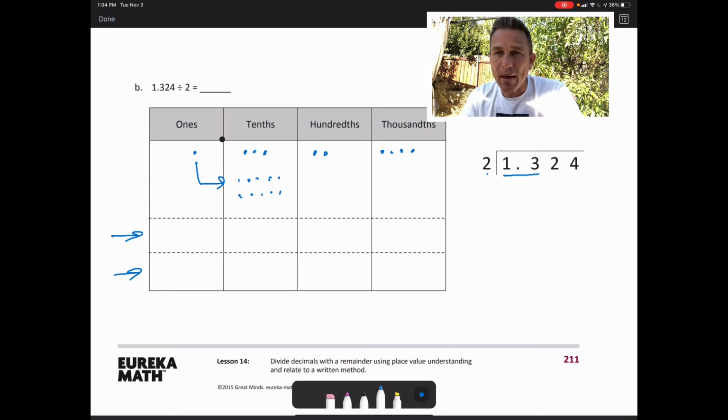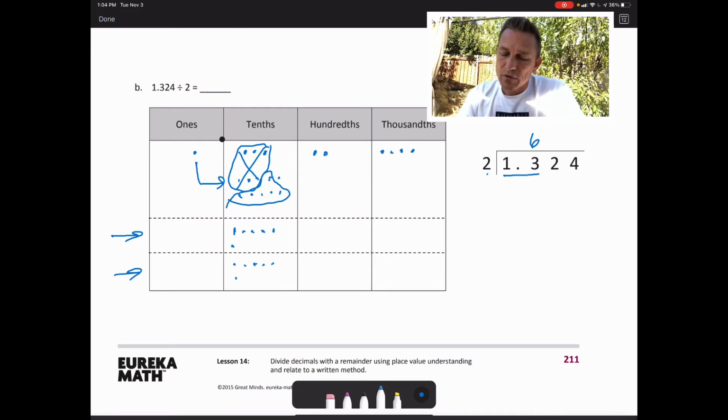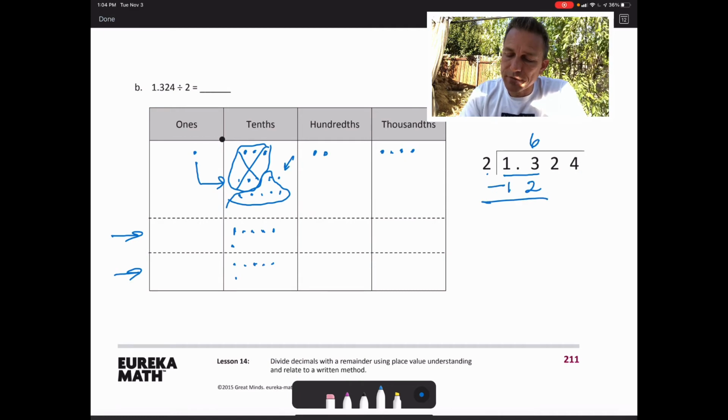How much of the same amount can go into each group? That would be 6. So I would take 6 of them, put it here, and then 6 more, and put it here. So what's the total amount that I shared? I shared a total of 12, which left me with 1 left.